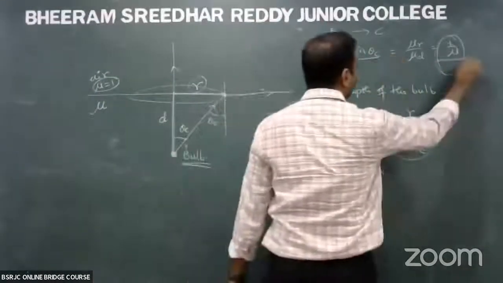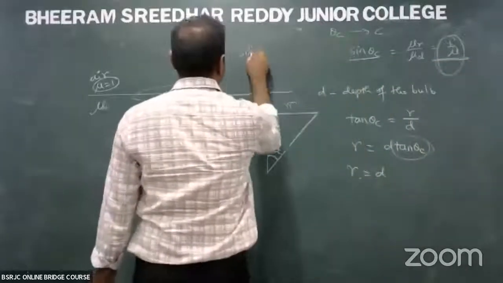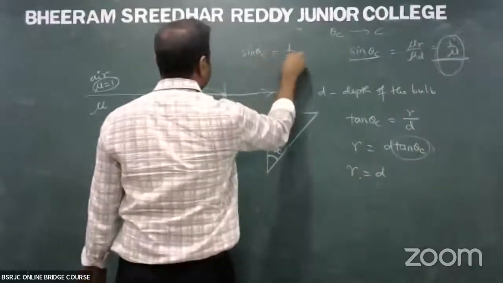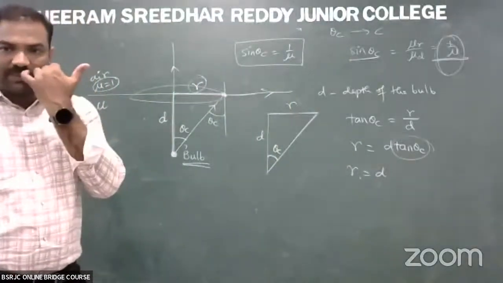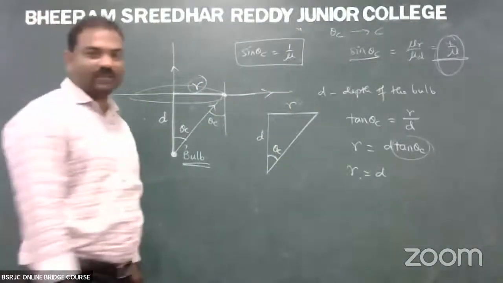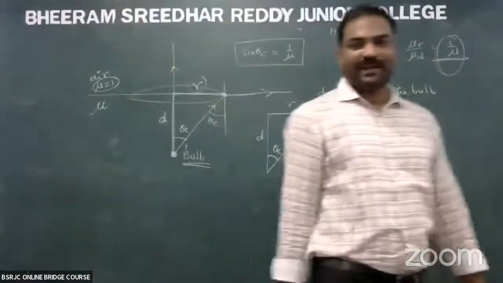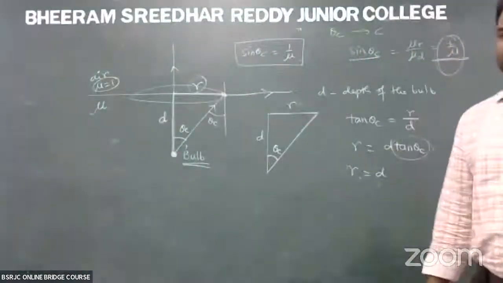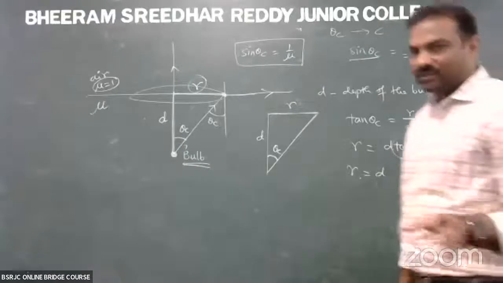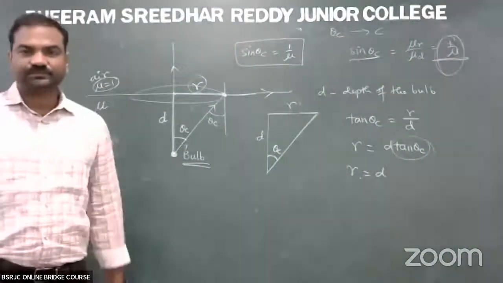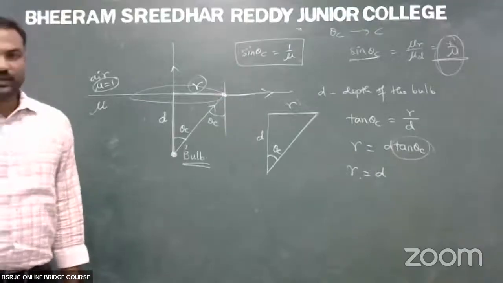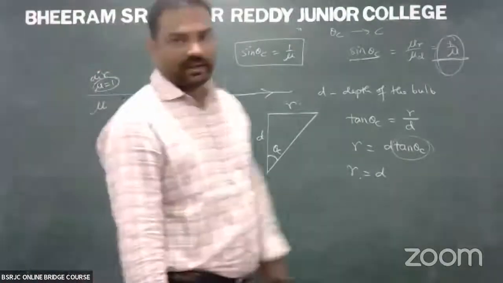We know the sin theta c value: sin theta c is equal to 1 by mu. If sin theta c is 1 by mu, what is the tan theta c value? All of you try. It's a good mathematics from your understanding. We know the sin value. We want to find out the tan value. How to do it?